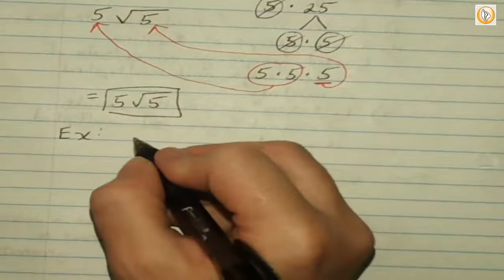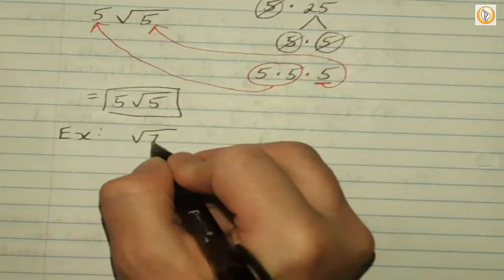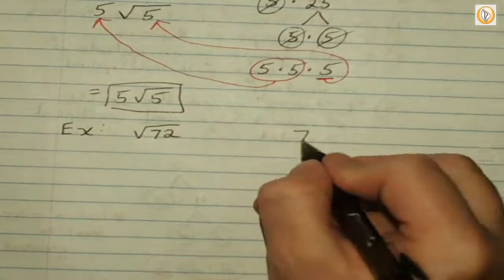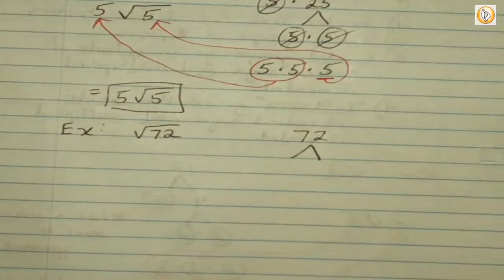Let's do another one. What is the simplified version of the square root of 72? So step 1, we do our factor tree. Taylor, you writing this down? Okay, good boy.